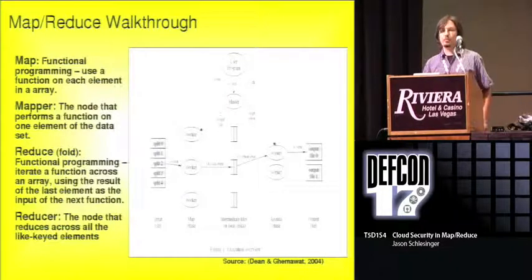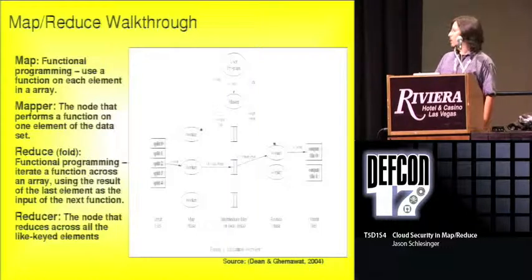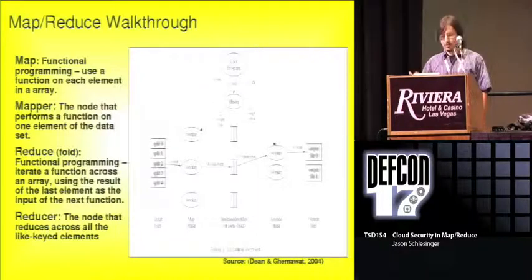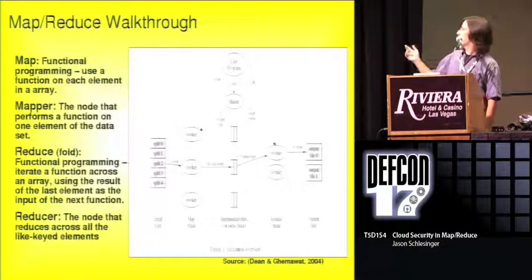Then reduce, or fold, is a functional programming term which means to iterate across the data using the result of the last element as the input of the next function. Like in our word count example, there was word 5, word 1, and word 2. What it would do is add 5 and 1, and then get 6, and then add 6 and 2, and get 8. And then the reducer, which are the workers on the right here, will reduce across the results of the mappers.